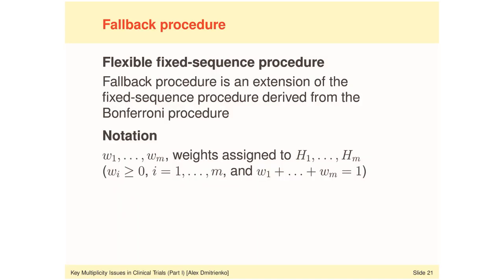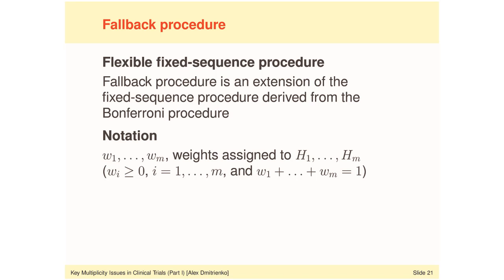Fallback procedure. The next procedure from the family of non-parametric procedures that we're going to discuss is the fallback procedure. If there's any uncertainty around the monotonicity condition, there are other good options to consider, for example, the fallback procedure. This procedure can be thought of as a flexible version of the fixed sequence procedure. It is an extension of the fixed sequence procedure in the sense that it is also derived from the Bonferroni.